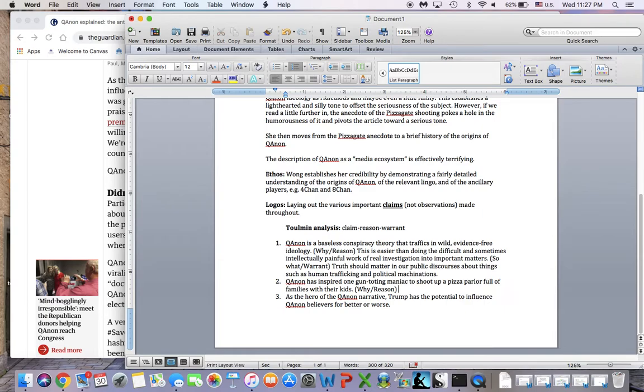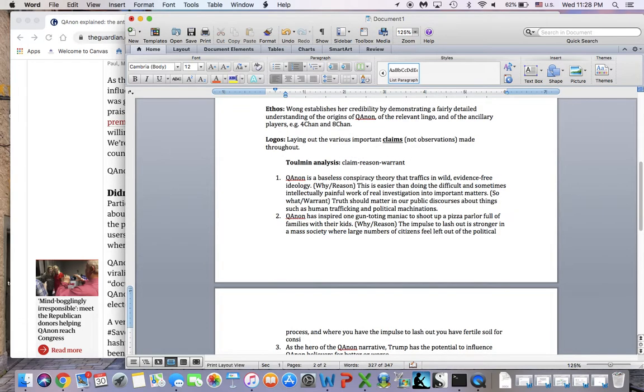Let's say the impulse to lash out is stronger in a mass society where large numbers of citizens feel left out of the political process, and where you have the impulse to lash out, you have fertile soil for conspiracy mongering against the powers that be. Okay, maybe that's my immediate why.